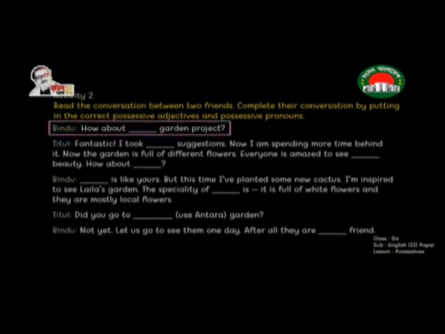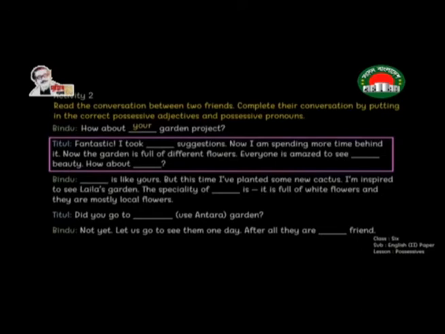Bindu is saying, how about dash garden project? Okay, so Bindu is addressing Titu. So what will be the answer? How about your garden project? Titu is answering, fantastic. I took that suggestions. Okay, I took suggestions of whom? Bindu. So the answer will be your. I took your suggestions. Now I'm spending more time behind it.